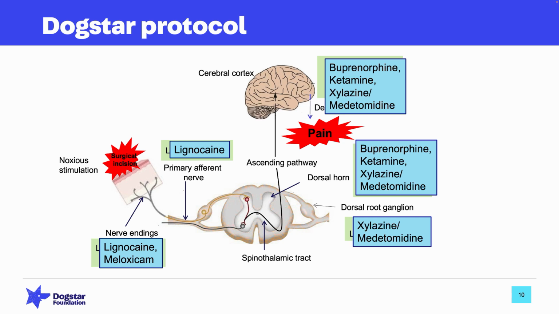For feline sterilizations, Dog Star follows the kidney cord protocol. In this protocol, medetomidine, an alpha-2 agonist, is used instead of xylazine. Lignocaine is also used for local anesthesia. This comprehensive approach ensures that all points of the pain pathway are addressed, providing effective pain relief and improving the welfare of animals undergoing sterilization.